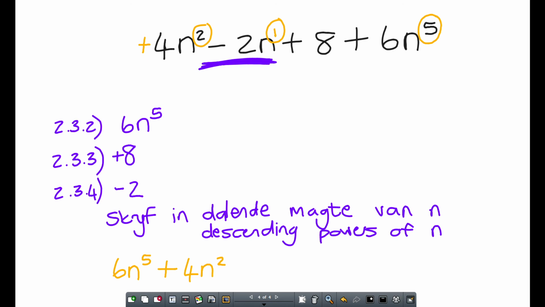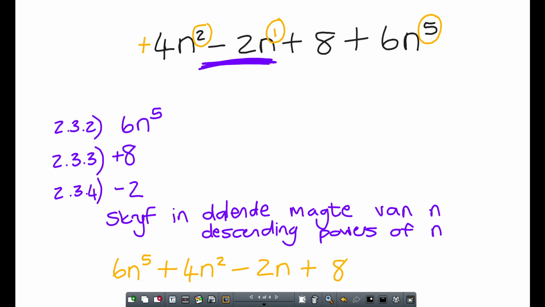Now the one after that would be, so we had to the power of 5, to the power of 2, en nou sit tot die mag 1. So dan raak dit minus 2n, en ek hoef nie daar te skryf tot die mag 1 nie, jy kan hom net so los. En dan, al het hierdie ene nie 'n mag van n nie, ek kan nie net van hom vergeet nie. I can't just leave it out, it's still going to be there. And remember to include the sign, so plus 8.